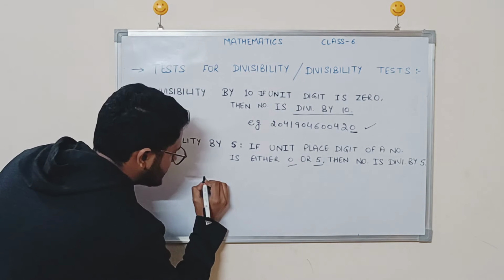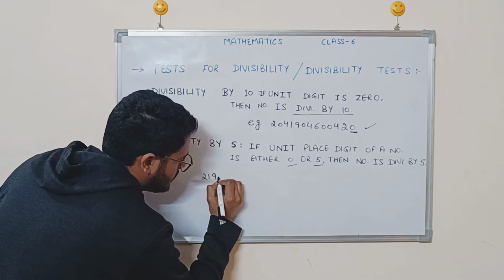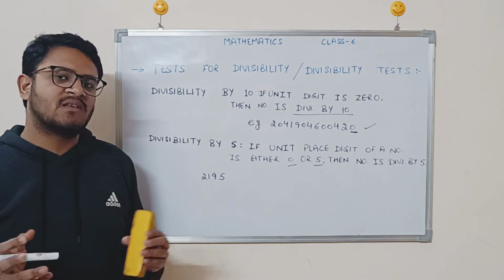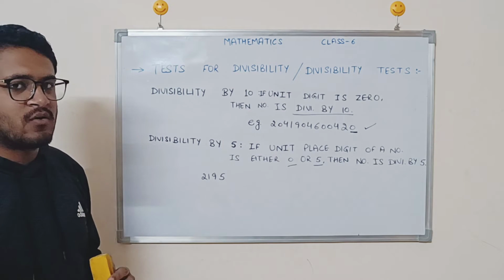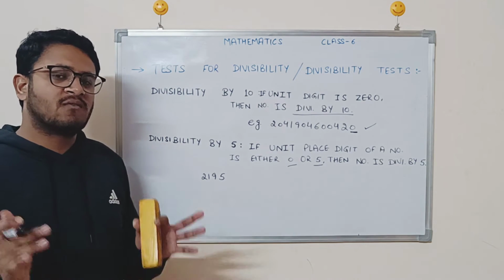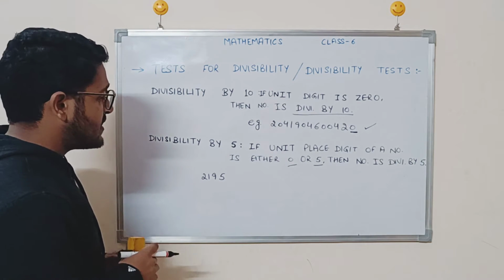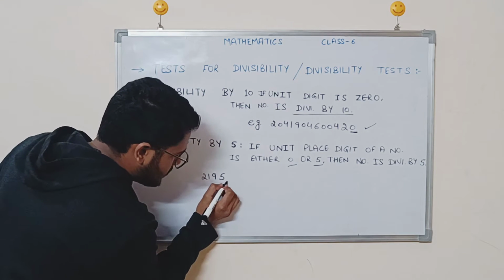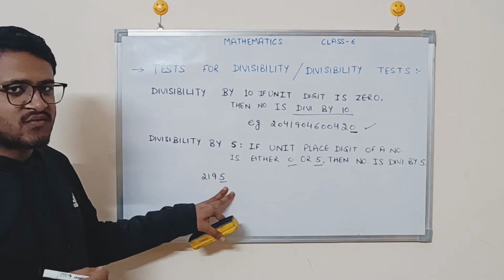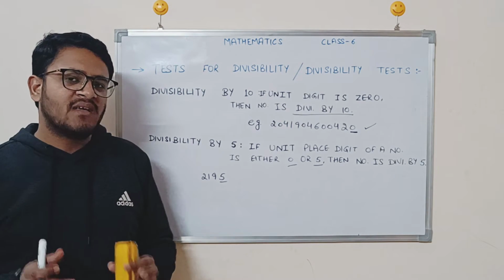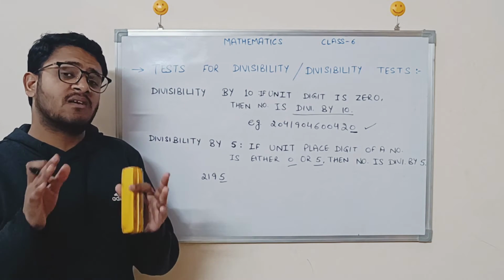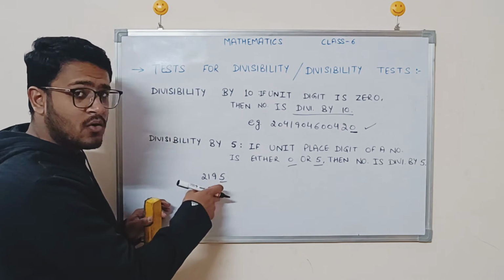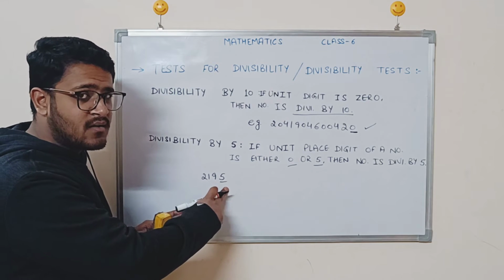For example, let's take 2195. Now I want to check whether this number is divisible by 5 or not. As we already discussed, the divisibility test for 5 says that we have to check the unit place digit. So let's take the unit place digit. What is it? It's 5. Now the divisibility test says if the unit place digit is either 0 or 5. Is it 0? No. But it's 5, right?